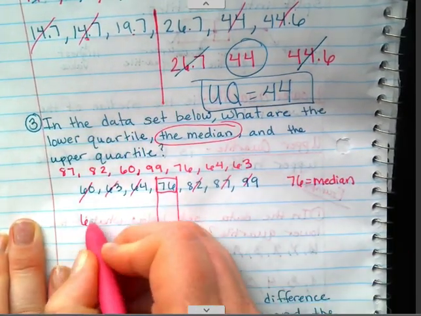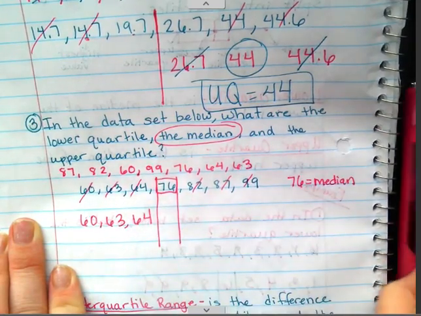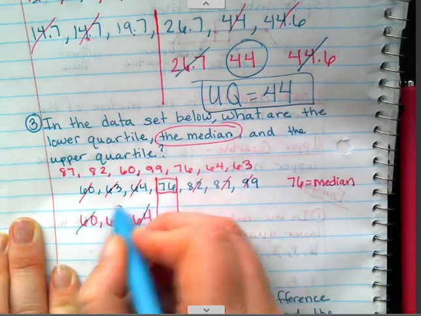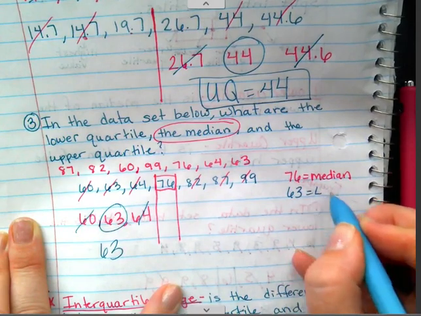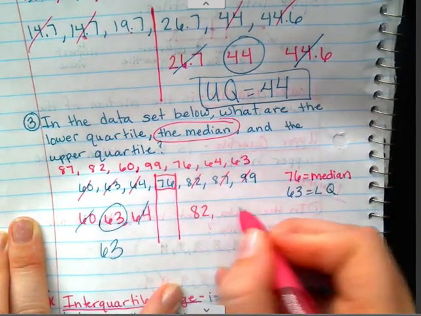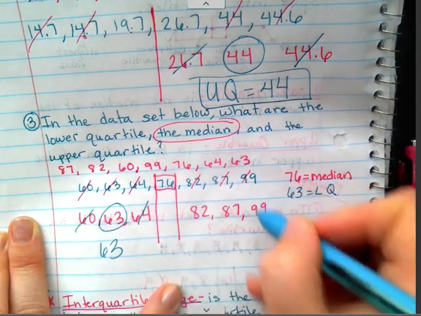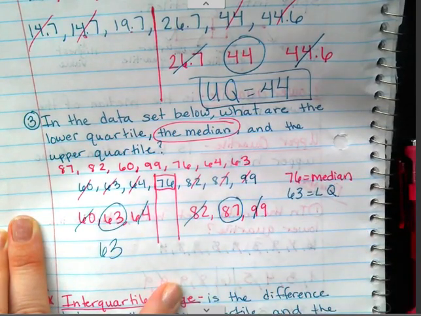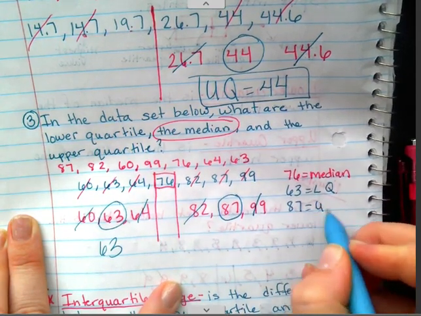So now I have my lower half and my upper half. My lower half is 60, 63, and 64. Find the median of the lower half to find the lower quartile. End to end, so 63 is my lower quartile, my LQ. Then I do the same up here with 82, 87, and 99. I took those numbers from my upper half, and I find my upper quartile by finding the median of the upper half. So 87 is my upper quartile.